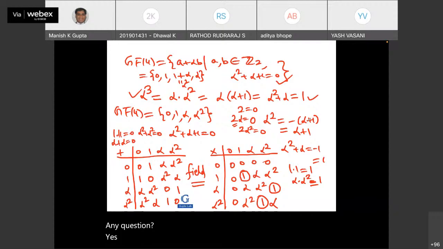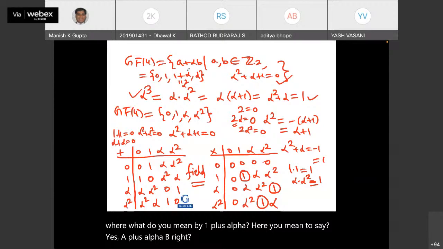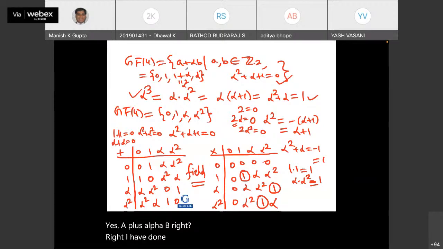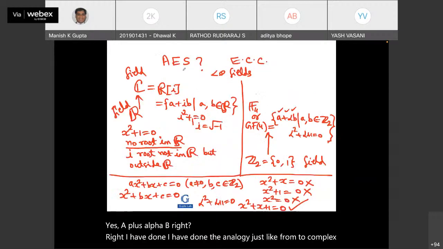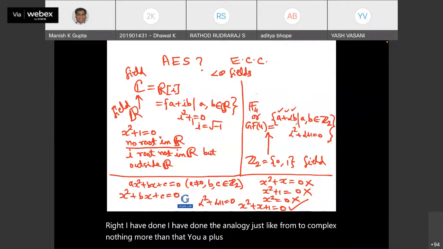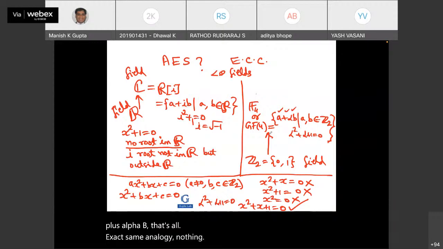Yes, sure. While constructing, we always consider alpha plus or 1 plus alpha kind of thing here, or is there any other method we can consider? What do you mean by 1 plus alpha? In the field of 4, when constructing, this is a plus alpha b. Yes, a plus alpha b, right? So a and b are 0 and 1. I have done the analogy just like from real to complex, nothing more than that. You see, a plus ib, I have just taken a plus alpha b. That's all. Exact same analogy. Everything is exactly the same, right?